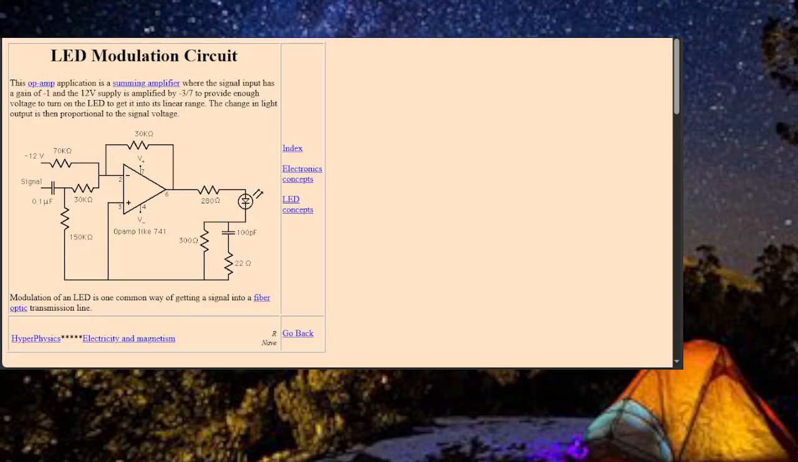File, save as. Mod circuit 2. That's a signal, that's probably an amplitude modulated. It is a summing amplifier where the signal input has a gain of -1, and 12 volts is amplified, biasing the LED to get into its linear range. The change in light output is then proportional to the signal voltage. The modulation of an LED is one common way of getting a signal to a fiber. So this one here changes the light intensity.